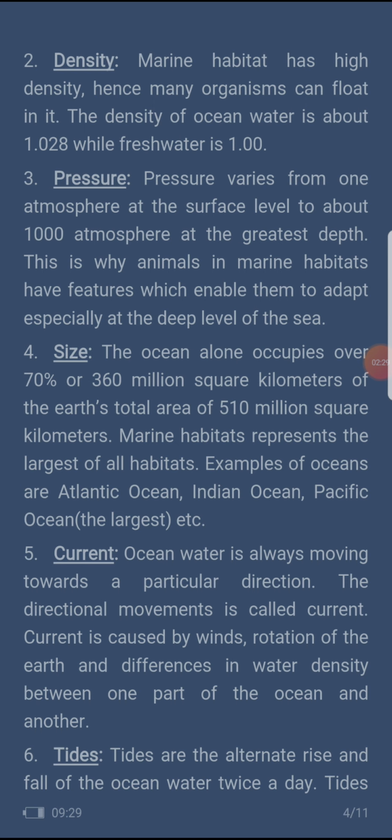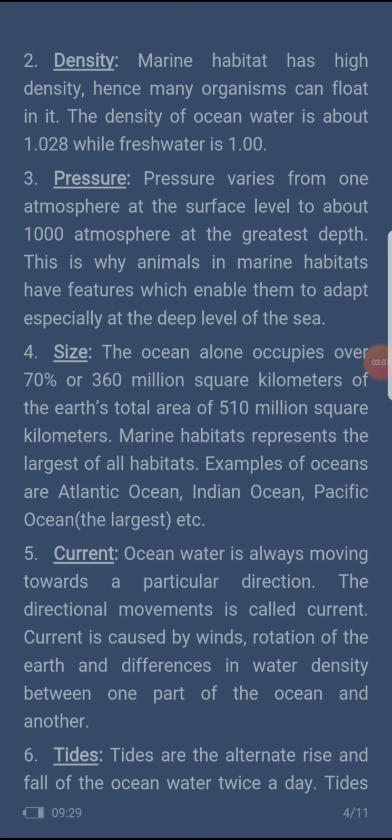Now, current. Ocean water is always moving towards a particular direction. The directional movement is called current. Current is caused by winds, rotation of the earth, and differences in water density between one part of the ocean and another. So, tides. These are the alternate rise and fall of the ocean water twice a day, and this is as a result of the rotation of the earth.